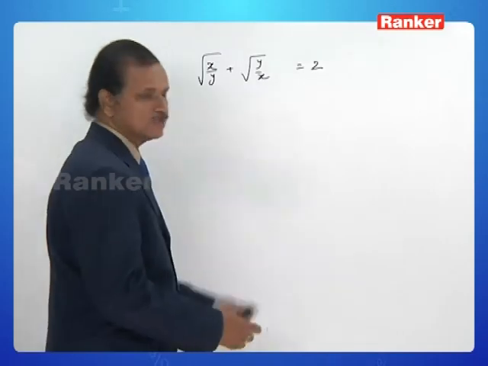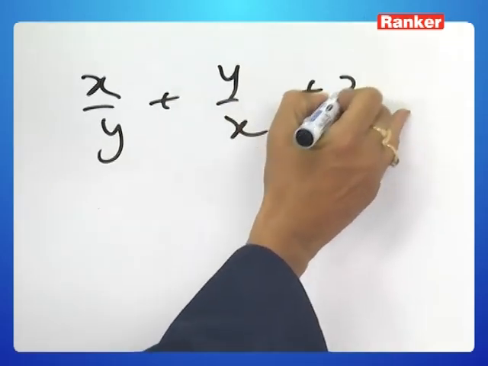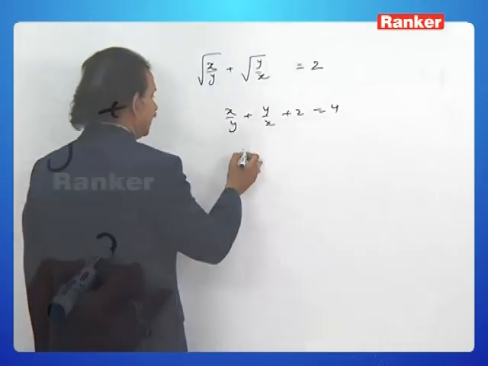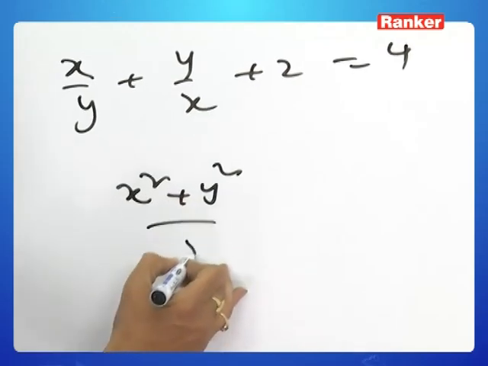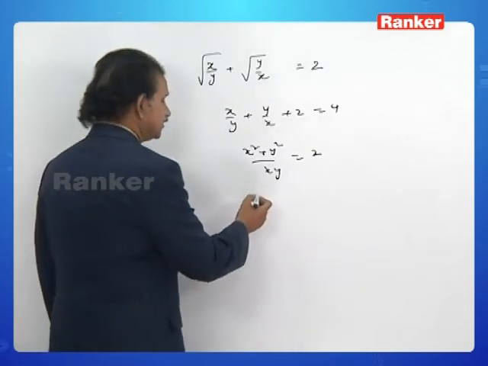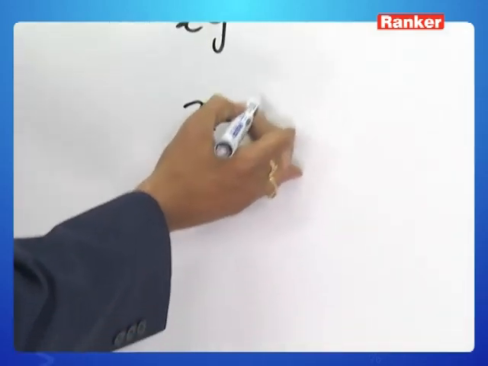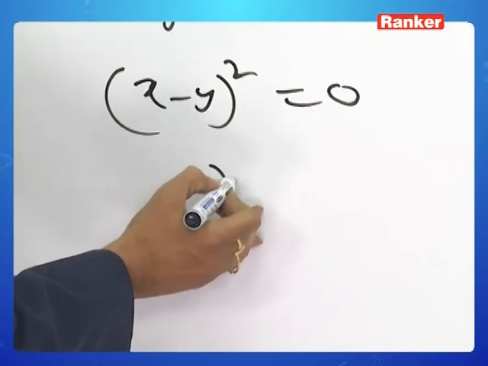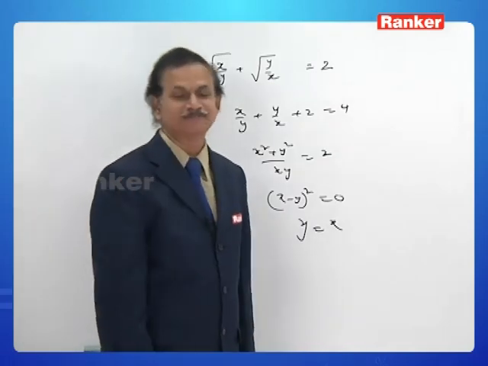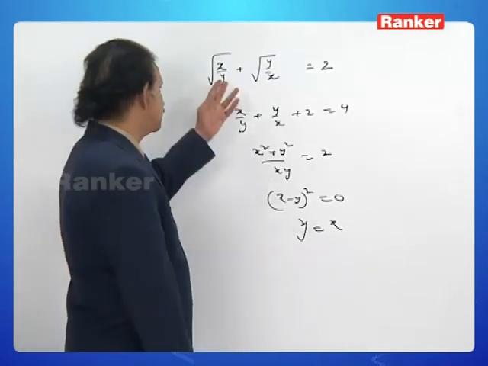You just square it on both sides. What is going to happen? X by y plus y by x plus 2 is equal to 4, isn't it? That is x square plus y square by xy is equal to 2. That is x square plus y square is equal to 2xy. That is x minus y whole square is equal to 0, or y is equal to x. dy by dx is therefore 1. How simple it is. You must be able to answer this.